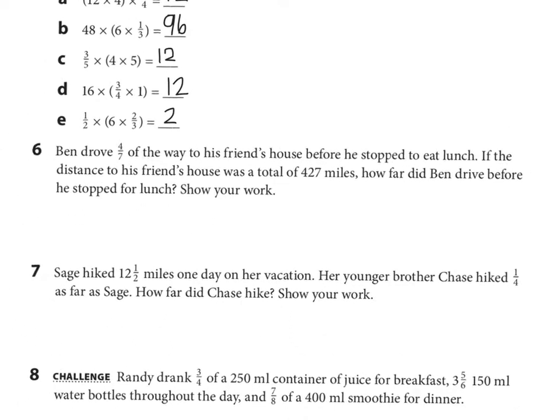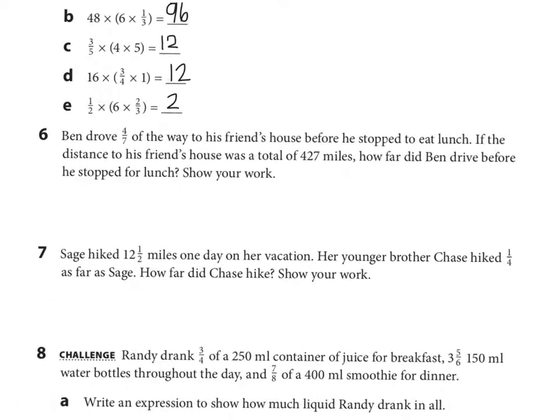Let's now come down to number 6. Ben drove 4/7 of the way to his friend's house before he stopped to eat lunch. If the distance to his friend's house was a total of 427 miles, how far did Ben drive before he stopped for lunch? Show your work. So I'm going to say 4/7 of 427.